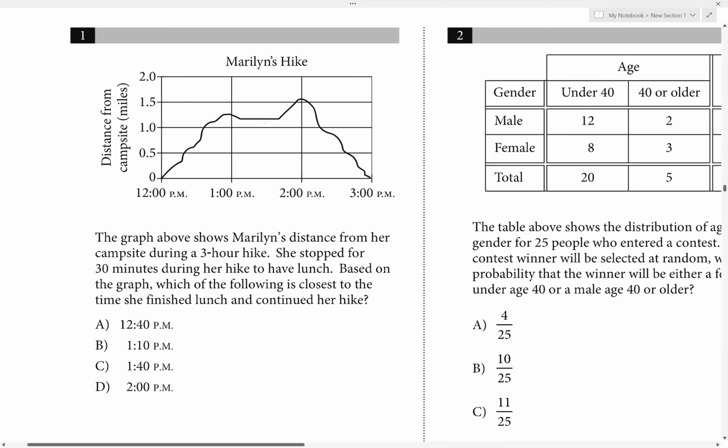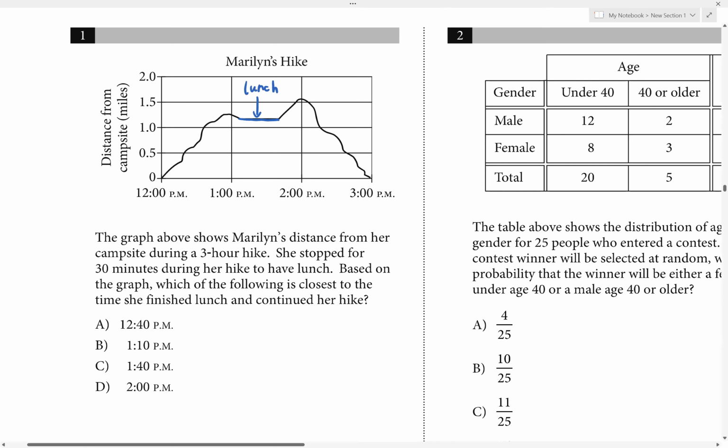So this line I see is a horizontal line. That means from here to here, as time goes on, the distance doesn't change. That means she's staying at one place, staying on one spot for this part. And this is the time where she had lunch.